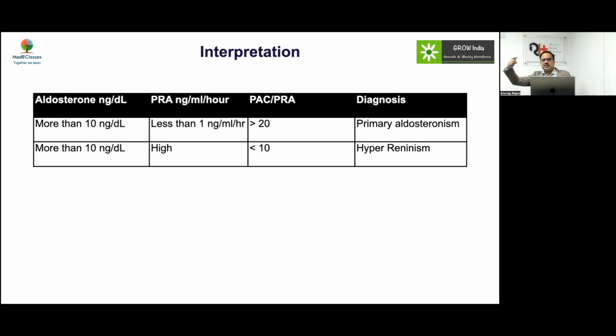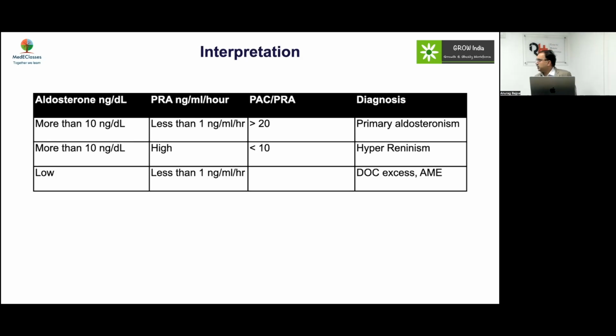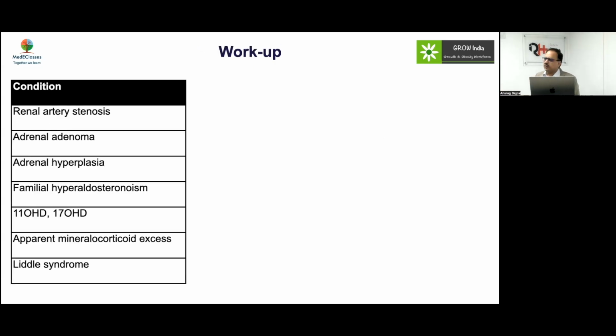However, if the renin is high and the aldosterone to renin ratio is less than 10, this suggests a hyperrenemic state, and we'll talk about both scenarios. If both of them are low, this means that there is some other form of mineralocorticoid which is acting, which could be a DOC, or there is an apparent mineralocorticoid excess, or Liddle syndrome. These are the possibilities.